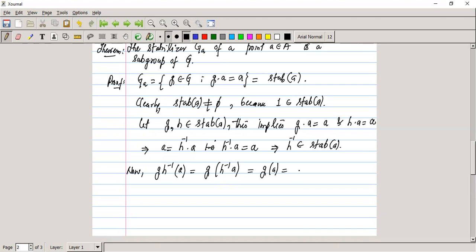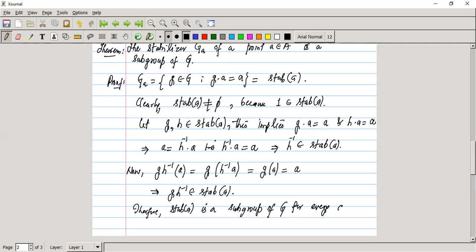And now since g also stabilizes a, this is equal to a. So this means that gh⁻¹ belongs to the stabilizer of A. So therefore the stabilizer of A is a subgroup of G, a subgroup of G for every a belonging to A.